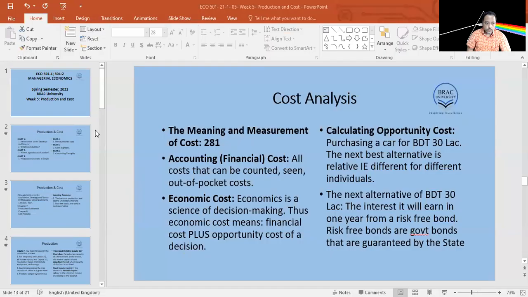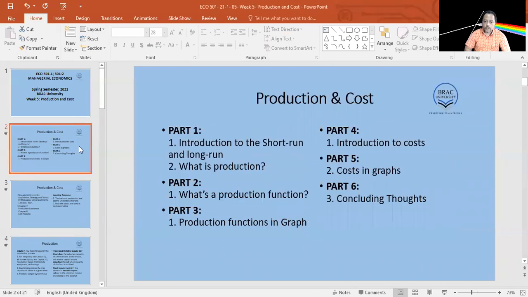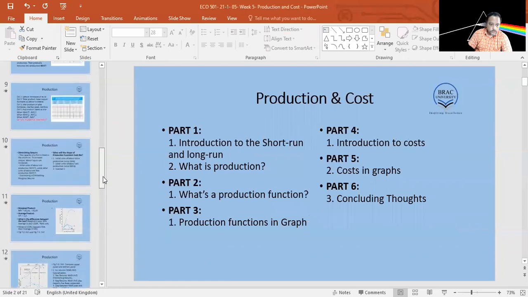In this part, we will be looking at part 4 and 5 that we mentioned in the first part of our video: what is cost in economics, how are costs viewed, and what do the cost curves look like. So let's go down.